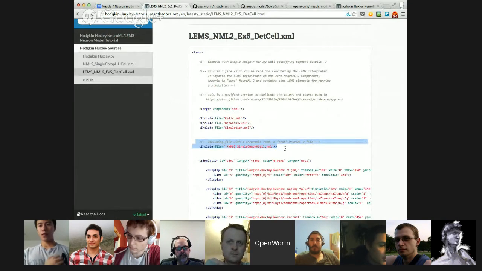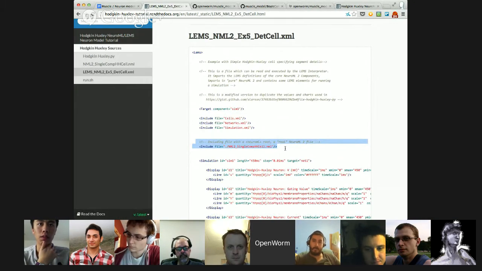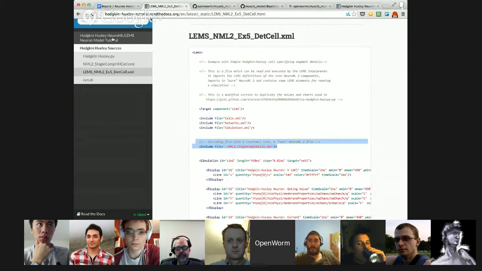If I want to combine multiple cells, I would just call the .nml file several times and map out the interconnections. Exactly. It makes it pretty easy to go from one cell to a network. Exactly.